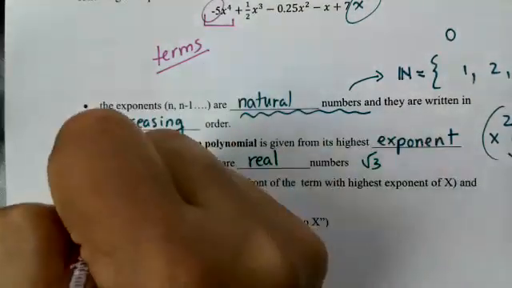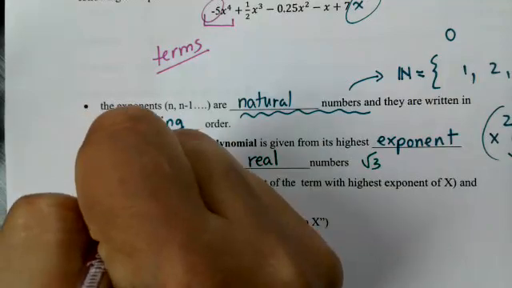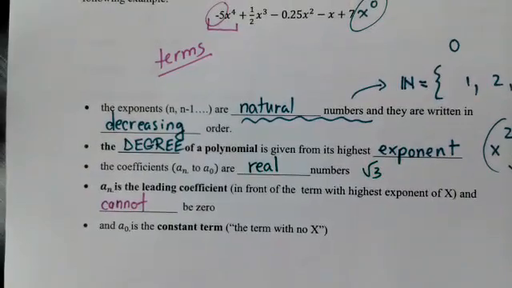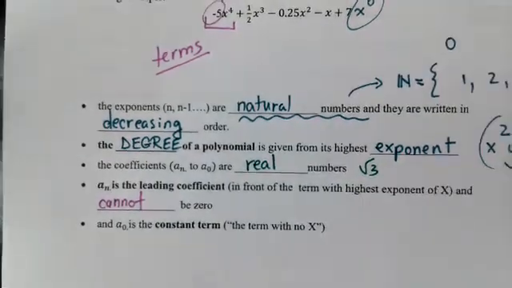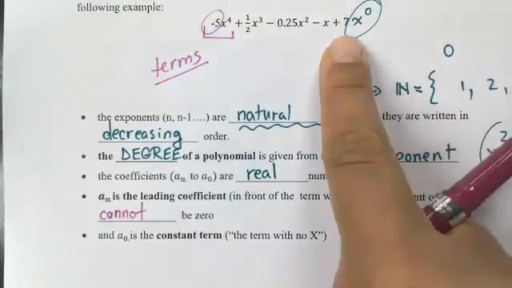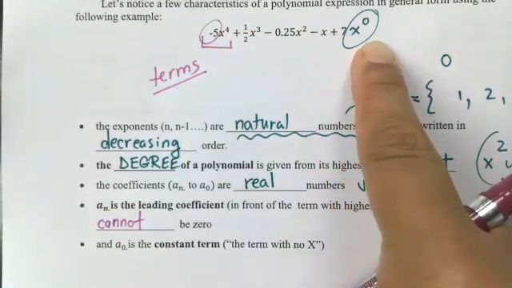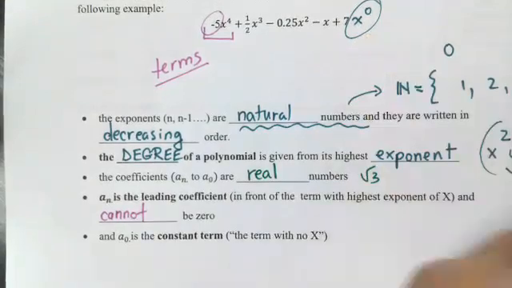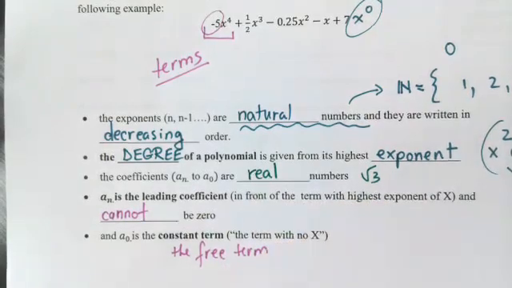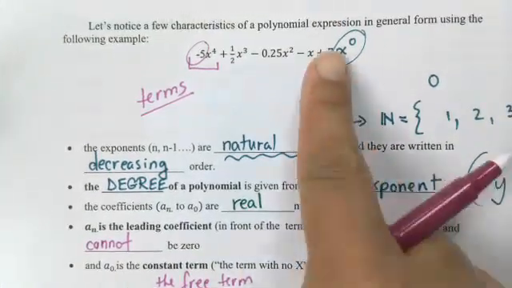And it cannot be 0, because then you wouldn't have that first term to begin with, because you're multiplying by 0, right? That's the only condition there. It cannot be 0. And then the last one, the constant term, the coefficient that doesn't have an x term, sometimes we call it the free term. The free term is the number by itself.